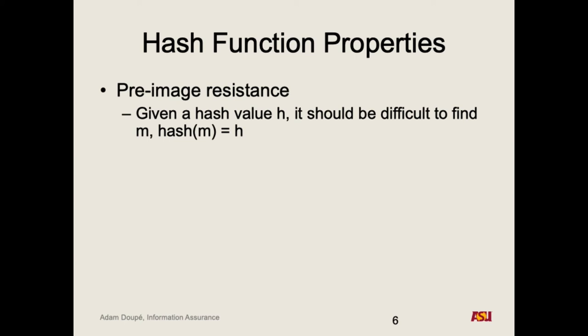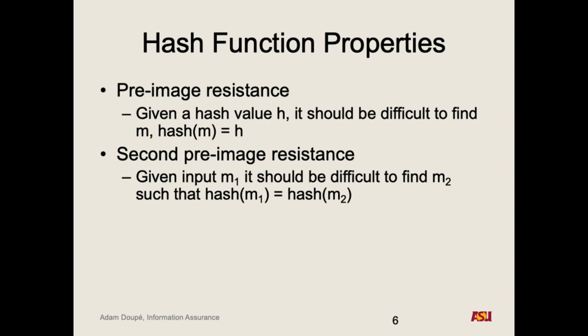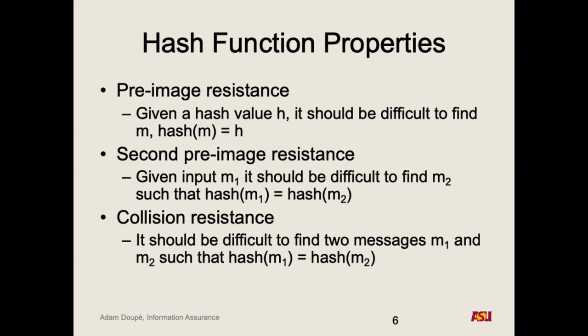So basically, if I give you a hash value, it should be very difficult for you to find a message that hashes to that hash value. Another thing is if I give you a message, it should be very difficult to find another message that hashes to that same value. And by difficult, these are the properties we already went over, so this is not really new stuff. The other thing is collision resistance. So basically, it should be difficult to find two different messages that hash to the same value.